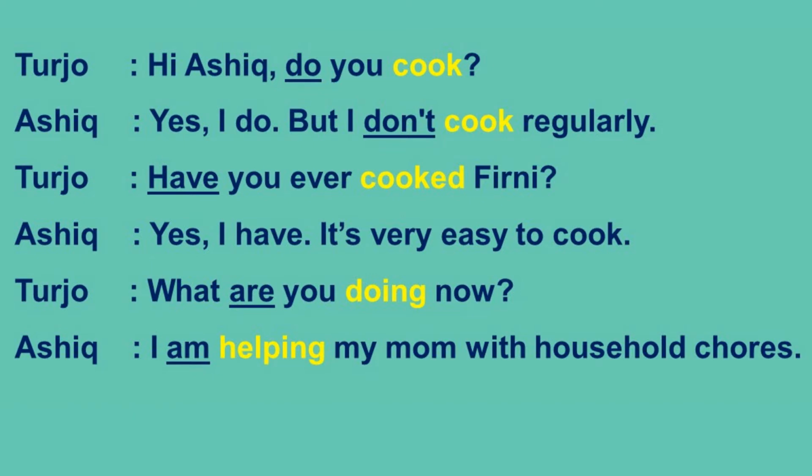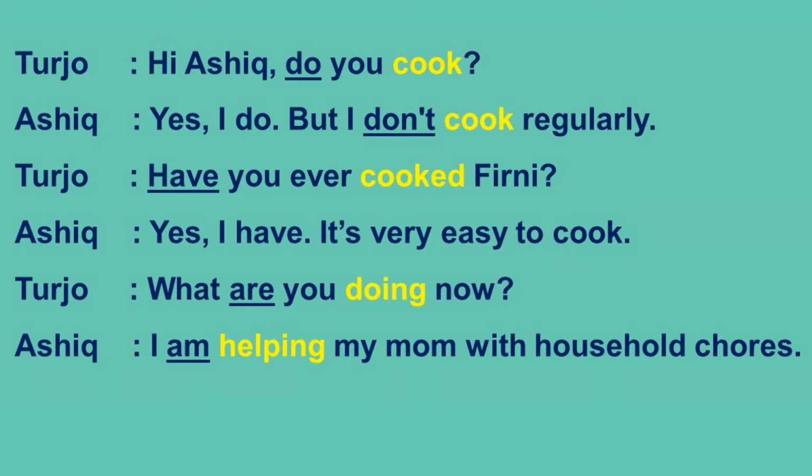Turjo: Hi Ashik, do you cook? Here the underlined auxiliary verb do has come before the main verb cook and has helped it become interrogative. Here the auxiliary verb do has no meaning of its own. It has just helped the main verb become interrogative.